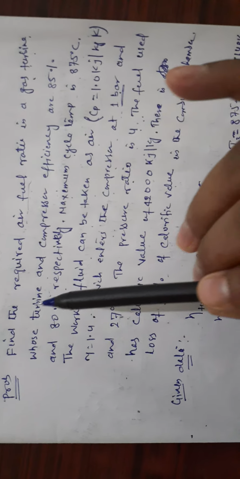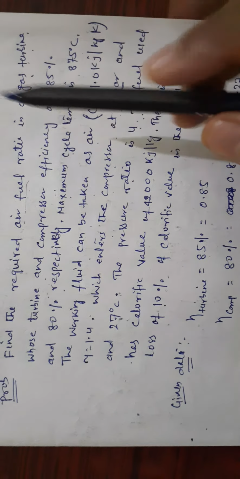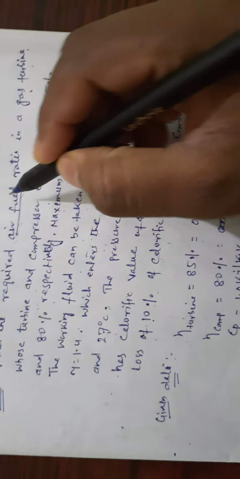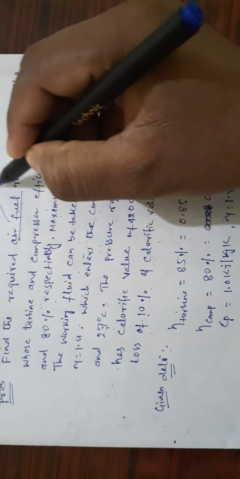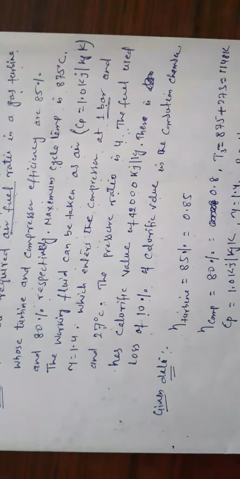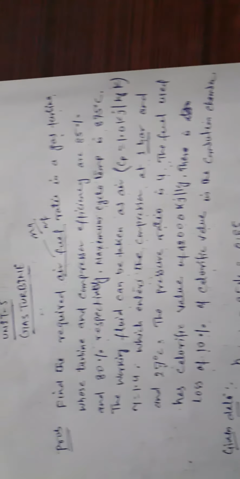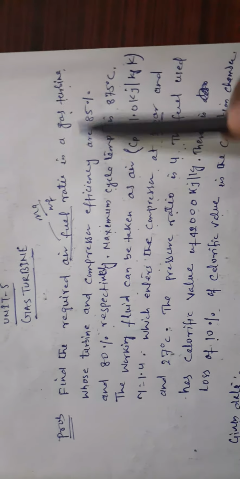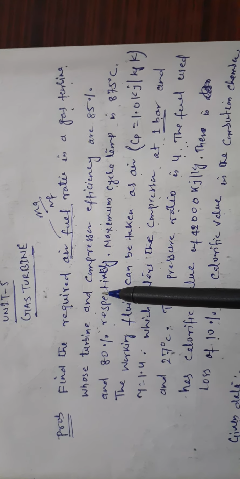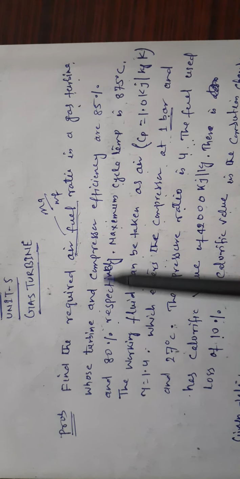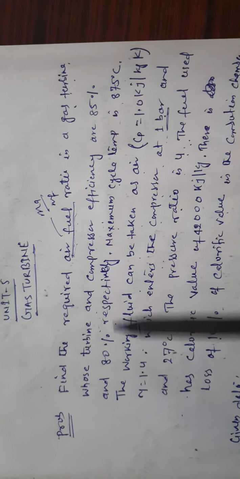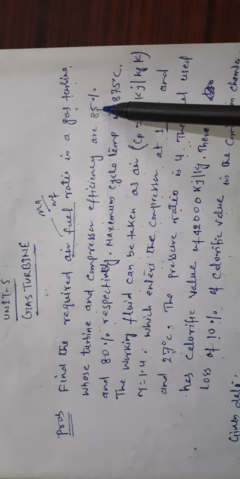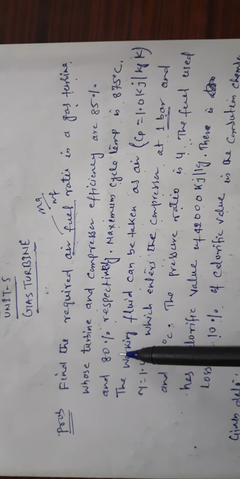Find the required air fuel ratio. The air fuel ratio is nothing but ma by mf, that is, mass of air divided by mass of fuel, in a gas turbine whose turbine and compressor efficiencies are 85% and 80% respectively. So the turbine efficiency is 85% and the compressor efficiency is 80%.